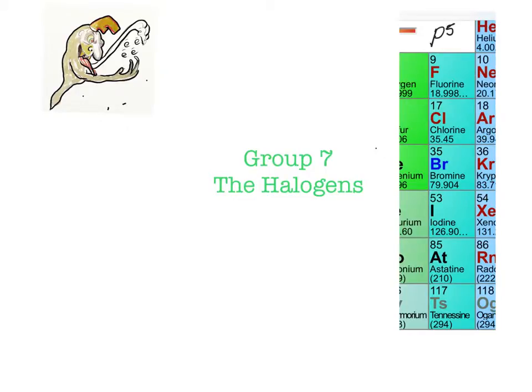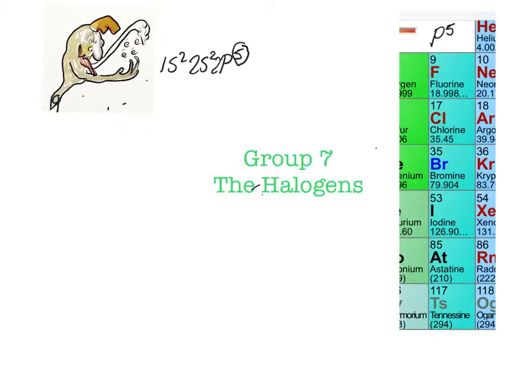So fluorine's electron configuration is 1s2, 2s2, 2p5. Being the most electronegative element in the periodic table, fluorine is just looking to fill its outer shell. Its nucleus has 9 protons.